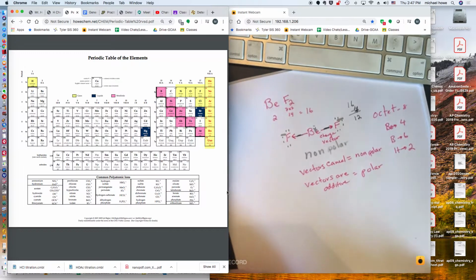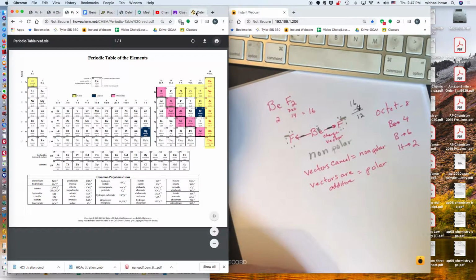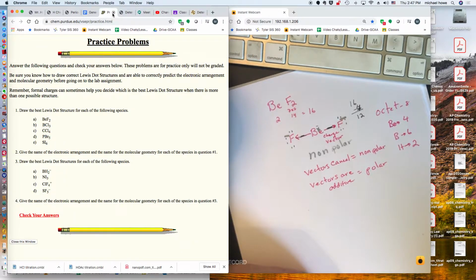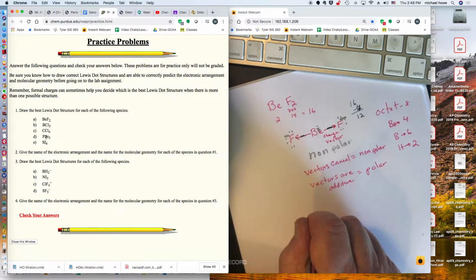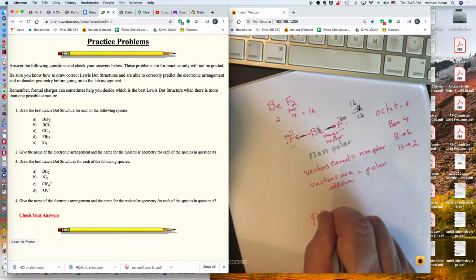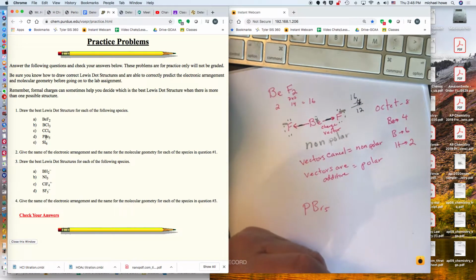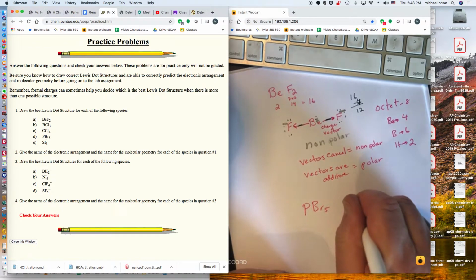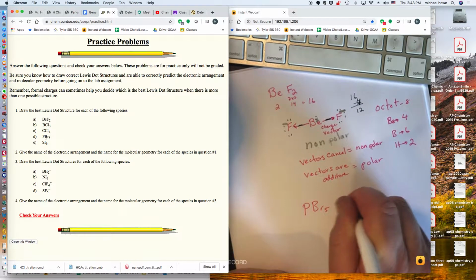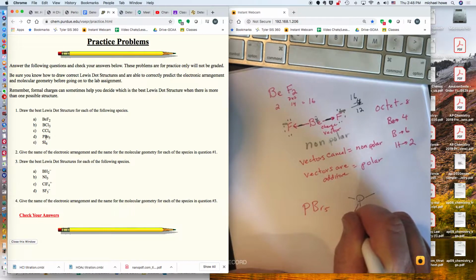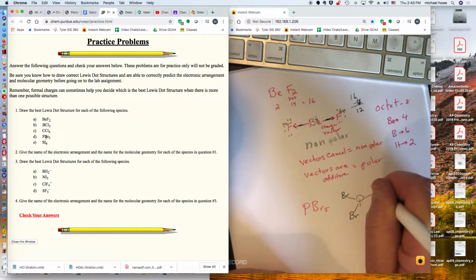So let's look at an example of what that one might look like. Go back to the Purdue site and see if they've got any of those. Here we go. All right, so let's look at PBr5. I guess that'll be okay, so we'll do that one. You write it down, you draw your picture, so you put the P in the middle, and you put the Brs around it. Now this is going to have too many electrons around the center, but you still radiate it out from the center.